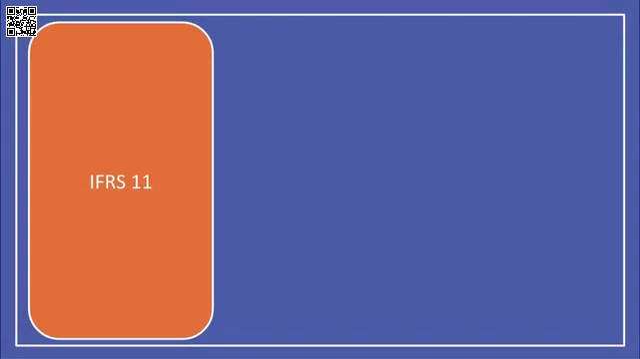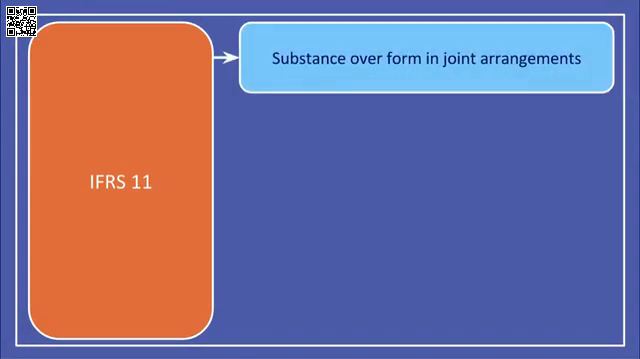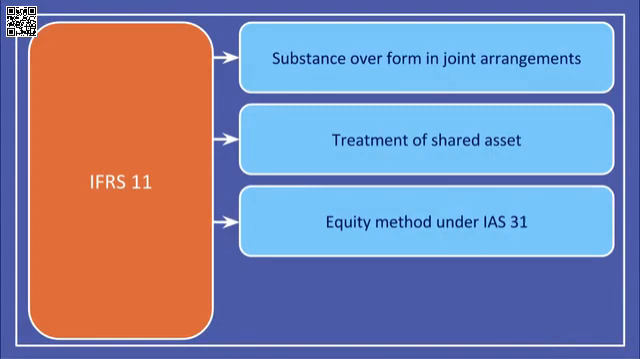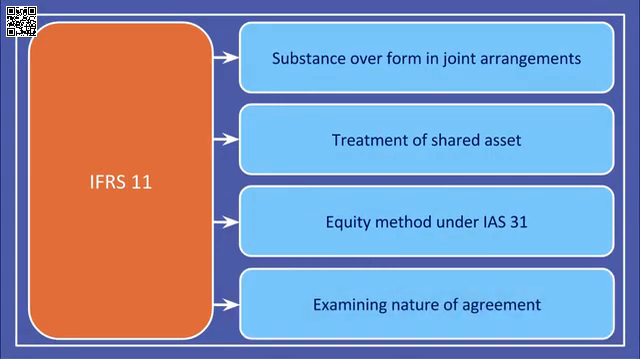IFRS 11 sees a return to the substance of joint arrangements rather than accounting being driven by the strict legal form. If a company is simply sharing an asset with another company, it should be treated as a jointly controlled asset, even if, for legal purposes, the asset is owned by a separate legal entity. Under IAS 31, this would have required the equity method of accounting rather than treating the asset as a jointly controlled asset. IFRS 11 requires the entity, therefore, to examine the nature of the agreement to see if the right is to the assets and obligation is for the liabilities, or if the right is to a share of the increase in net assets.